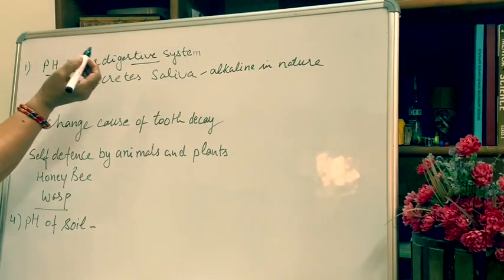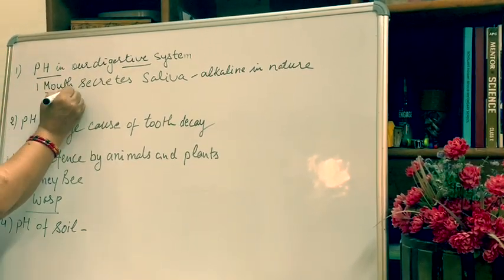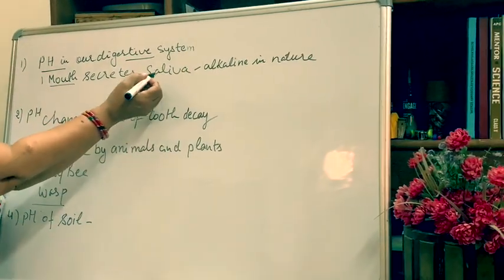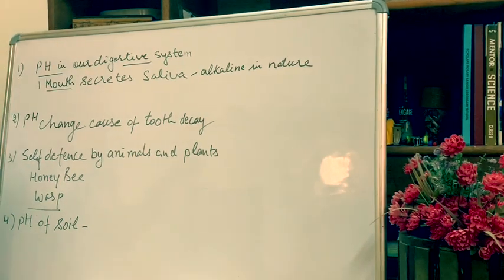Let us discuss some of them. Firstly, we can see pH in our digestive system. In our digestive system, the first part, the mouth, secretes saliva, which is alkaline in nature. It also releases an enzyme, ptyalin, which works only in alkaline medium.